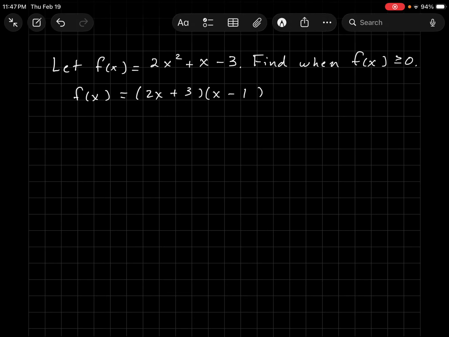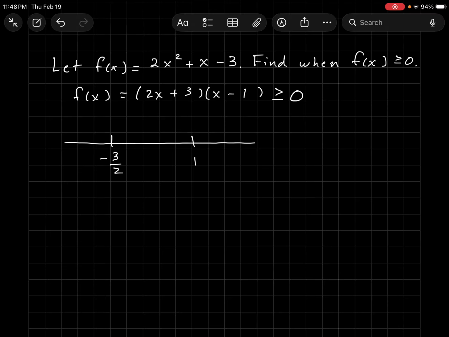I'm going to put this in, and then I'll check myself. I get 2x squared, and I get minus 2x plus 3x. Good, it looks like I did that correctly. And then I want to find where this is greater than or equal to 0. So we're going to build our number line. Put our zeros in order from least to greatest. So negative 3/2 and 1.